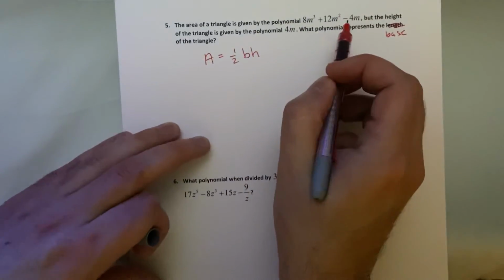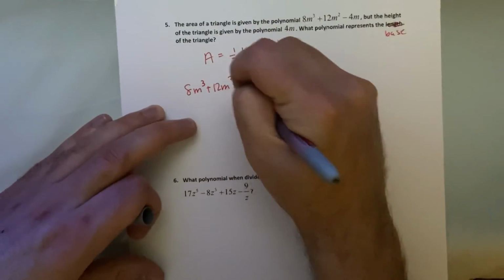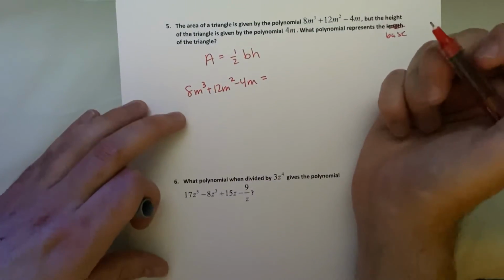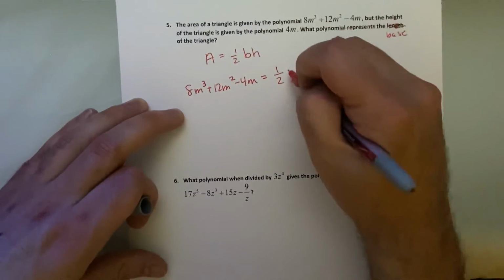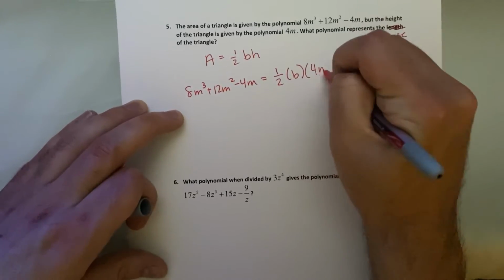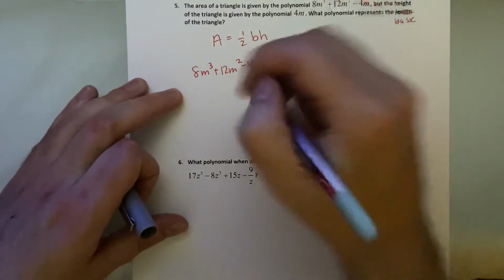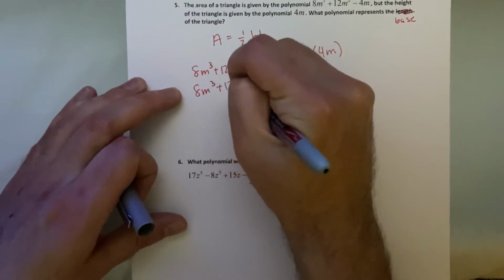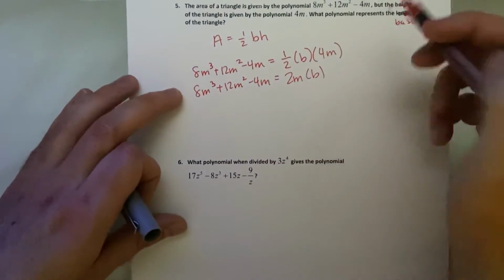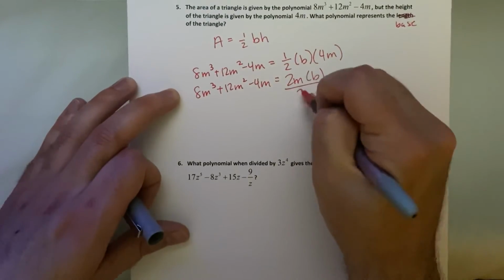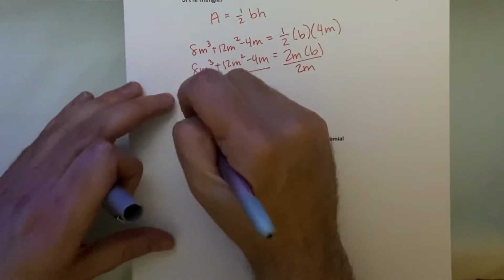Now they said we know the area. It's 8m cubed plus 12m squared minus 4m equals 1/2. It says the height is 4m, so times base times my height of 4m. What's half of 4m? 2m. So that's 2m times b, and it wants to know the base. That means I need to divide by 2m. And remember, if we divide by 2m, it goes to every term.